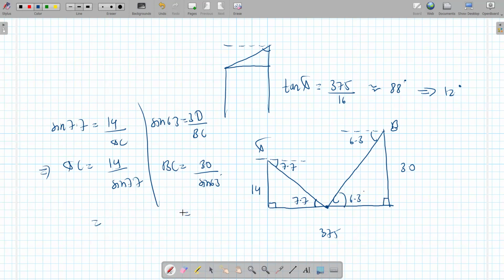So let's find both of the hypotenuses. 14 divided by sine 7.7 is 104.48. 30 divided by sine 6.3 is 33.67. All right, now we know the hypotenuse. Now what?